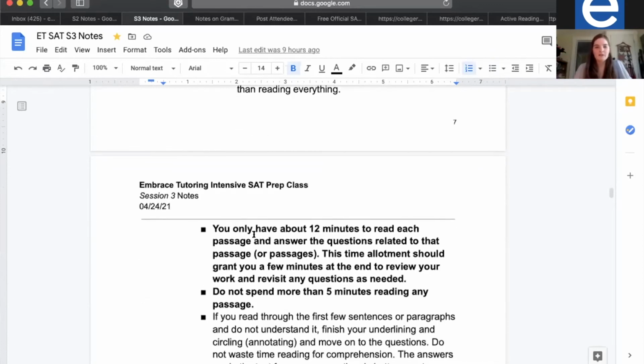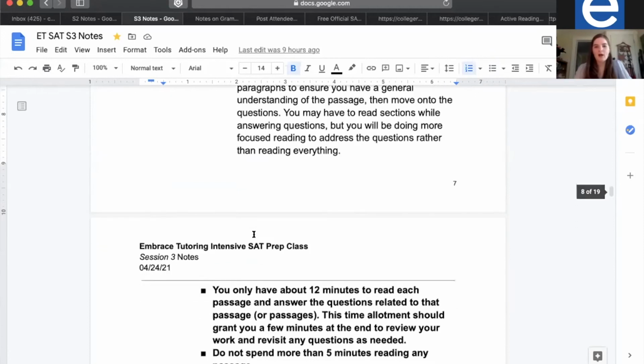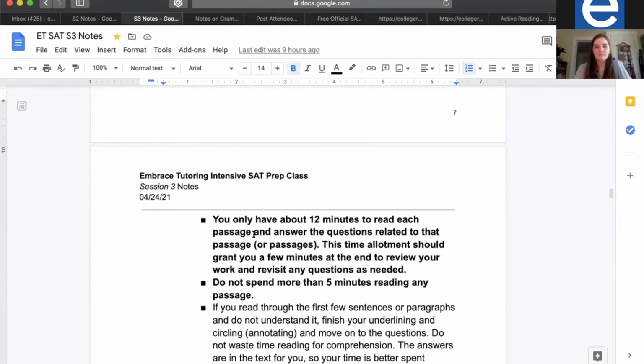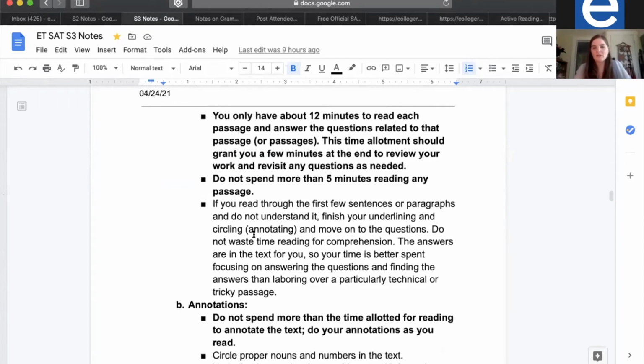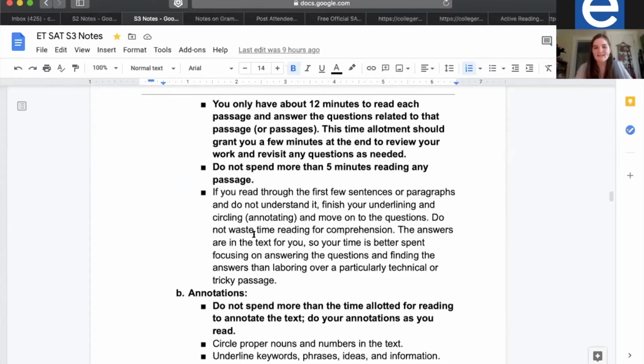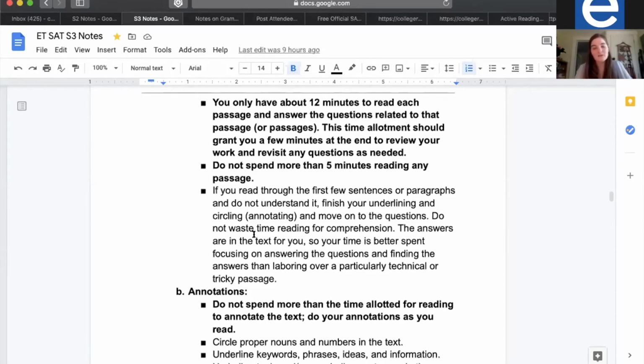Continuing on. Here, you only have about 12 minutes to read each passage and answer the questions related to the passage or passages. This time should grant you only a few minutes at the end to review your work and revisit any questions as needed. So that's where you're going to go back and do your checking, but it's at the very end of completing the entire reading test, because you're going to be stopping in between each of the different sections of the test.